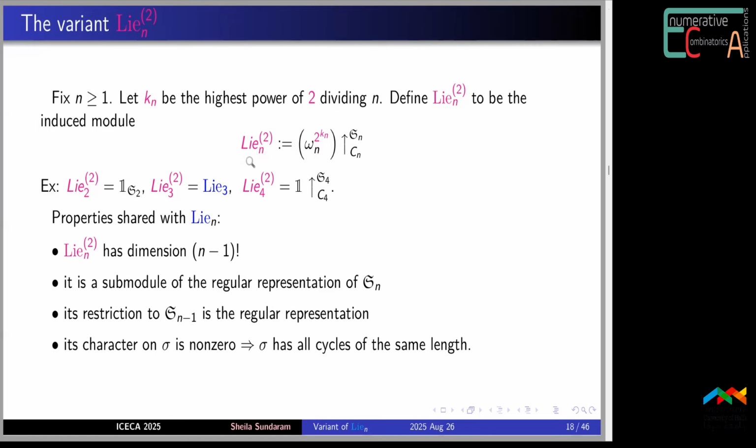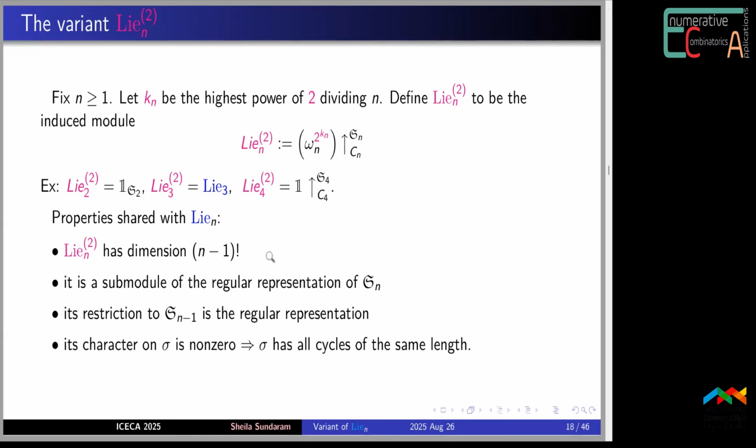If n is 3, then there are no factors of 2 in 3, so this power is just 1, right? 2 to the power 0 is just 1. So I get back V_3 from Klyachko's theorem. And then if n is 4, again, the highest power is 2, so I'm raising a primitive fourth root of unity to the power 2 squared. I'll get 1 again, right? So this is the trivial representation induced up.